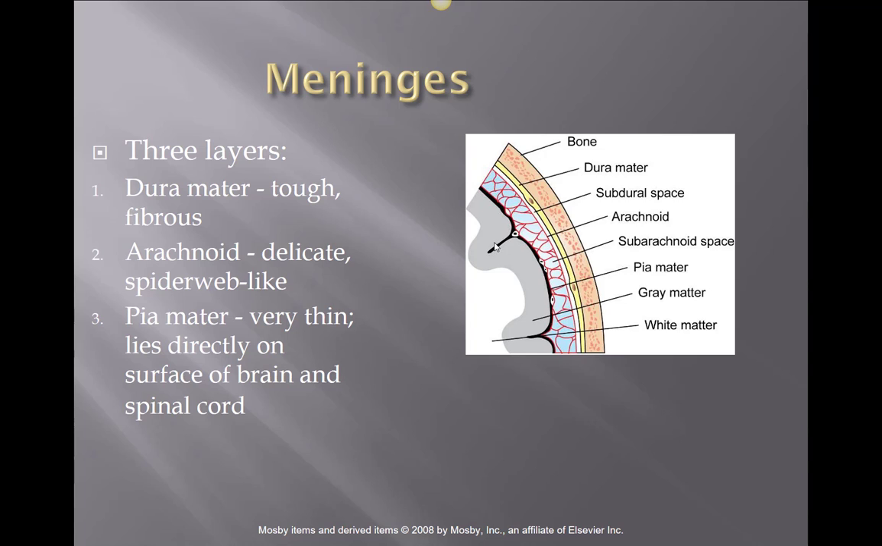Laying on top of the brain and the spinal cord is something known as the pia mater. The dura mater is very thick and durable. This is very fine and lacy, this pia mater. And it just lays right where this black line is. It's just this very fine, lacy-like material.